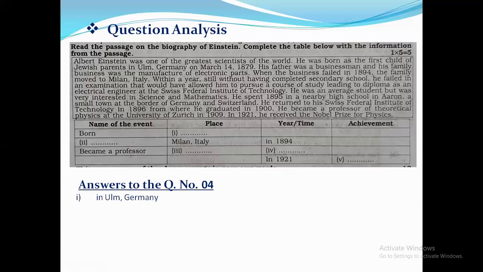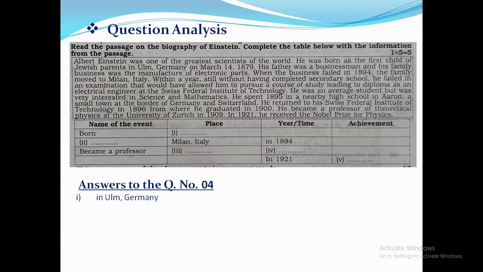Students, I have written here the answer to question number 4, because you actually get this question as question number 4. That's why I have written here the answer to question number 4. So the answer to number 1 will be in Ulm, Germany. Why? Because number 1 is under place, and place is the keyword here.